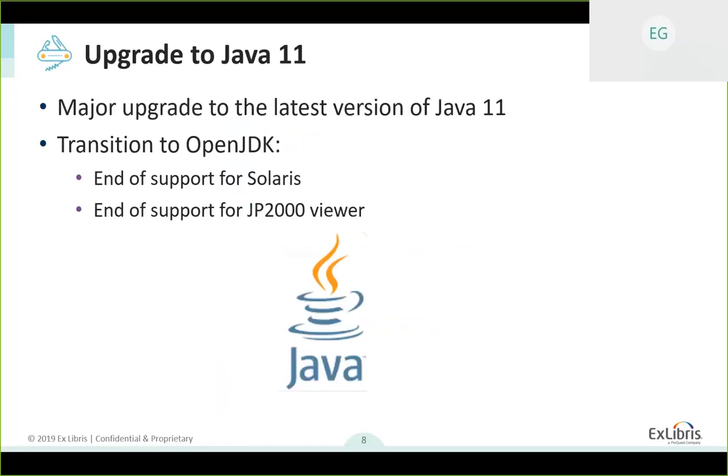One of them is end of support for Solaris, and we have been in touch with the several customers who do still run on Solaris, working on migrating over to the Linux operating system. And of course, there is the end of support for the JPEG 2000 viewer, where we provided the alternative of OpenSeadragon, which we'll talk about, providing basically a more advanced experience at the end of the day. So the second one happens to be also a benefit.